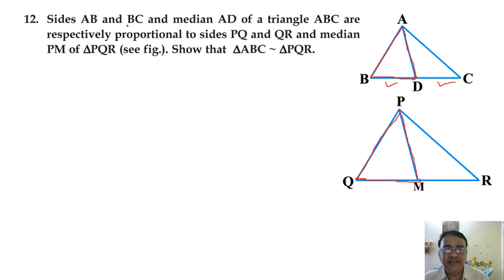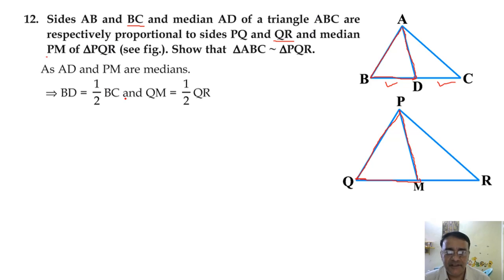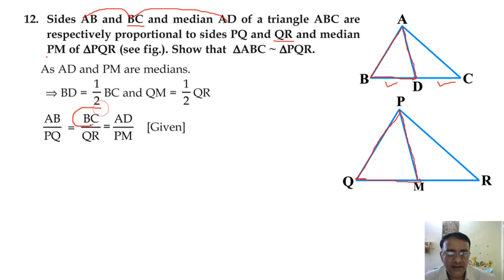So we can write BC as 2 times BD. Similarly, QR we can write as 2 times QM. Okay. So as AD and PM are medians, BD is equal to half of BC and QM is equal to half of QR, or BC is equal to 2 times BD, and QR is equal to 2 times QM. Now we are going to take this ratio. ये तीनों रेशियो हम लोग लेने जा रहे हैं और BC और QR को रिप्लेस करेंगे. अब now we are going to replace these two. हाउ यू कैन रिप्लेस BC?